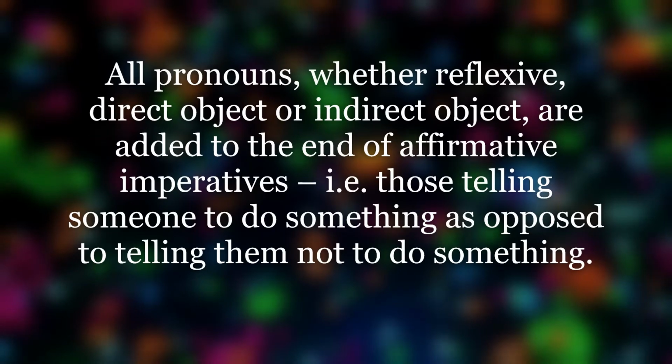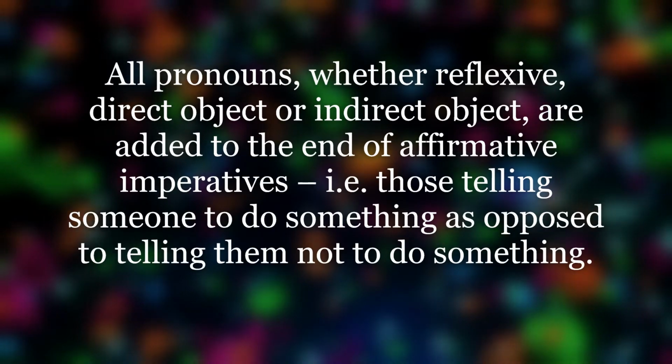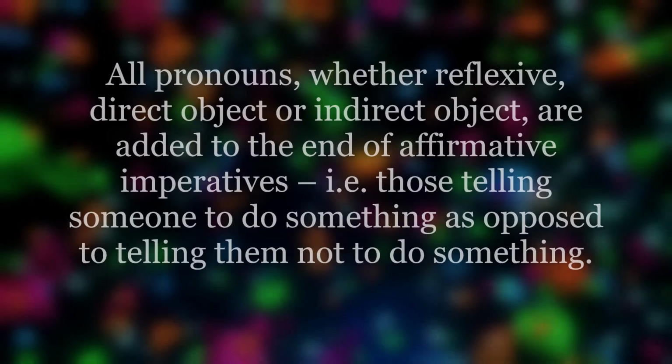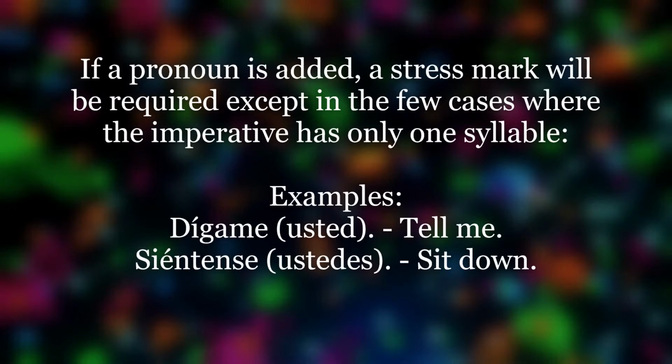All pronouns, whether reflexive, direct object, or indirect object, are added to the end of affirmative imperatives, that is, those telling someone to do something as opposed to telling them not to do something. If a pronoun is added, a stress mark will be required except in the few cases where the imperative has only one syllable. Examples: tell me, dígame, sit down, siéntense.